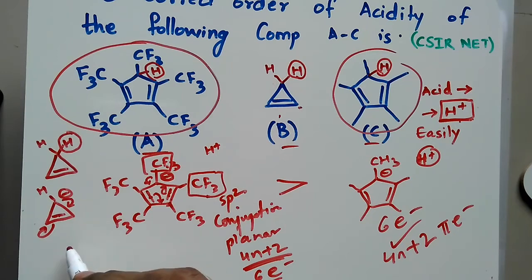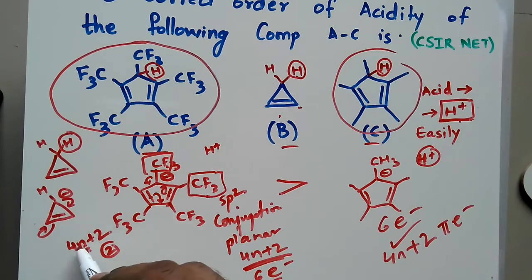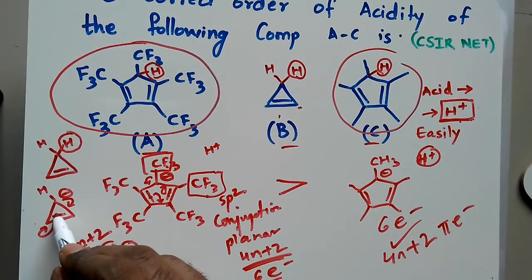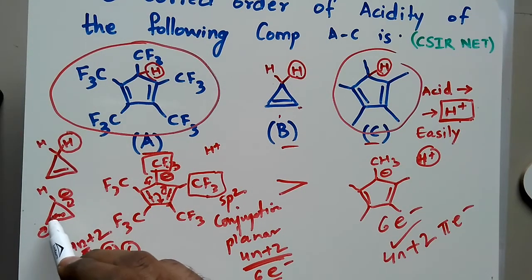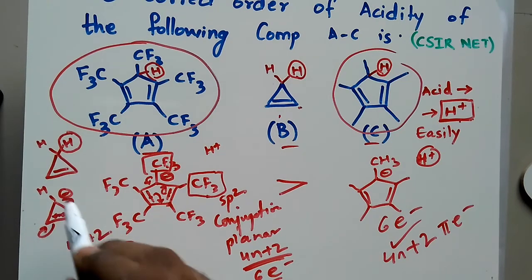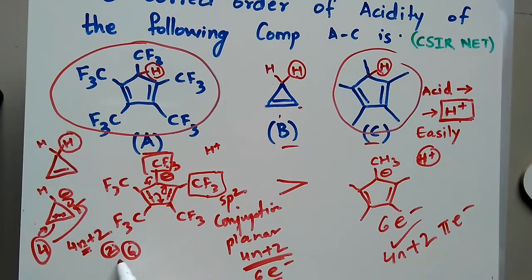Now regarding 4n plus 2 pi electrons, we will check. Let us substitute n with 0. 4 times 0 plus 2, it is 2. If I substitute n with 1, 4 times 1, 4, 4 plus 2, it is 6. So either it should be 2 or 6. In this case, we are having 2 electrons for the negative charge, 2 electrons are there. So 2 plus 2, it will be 4 electrons. So in this case, there are 4 electrons. Is it matching with these numbers? No. So it is not aromatic.